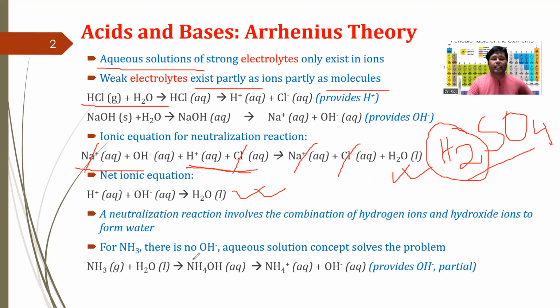For ammonia, there is no OH. Yes, we have seen for NH3, we have no OH minus. In that case, the aqueous solution concept solves the problem. NH3 has no OH, so how can we consider that it can give OH minus, or accept H plus? If we dissolve it into water, we can have NH4 plus.